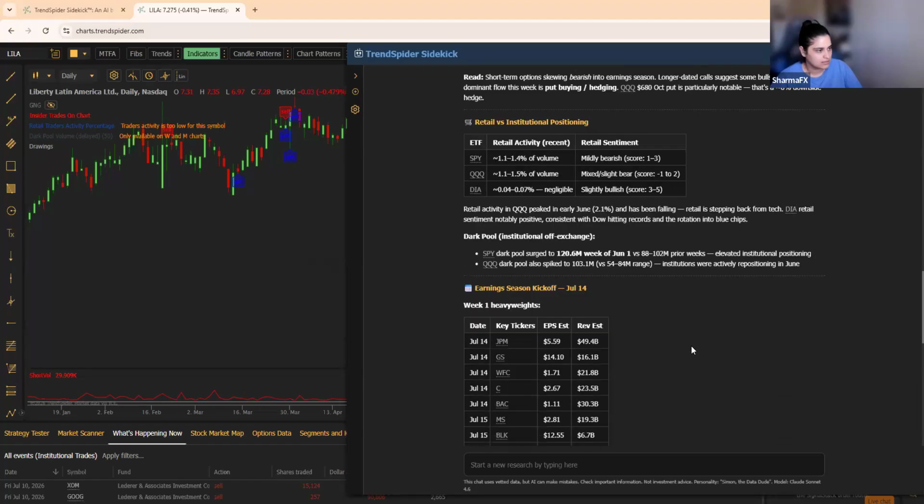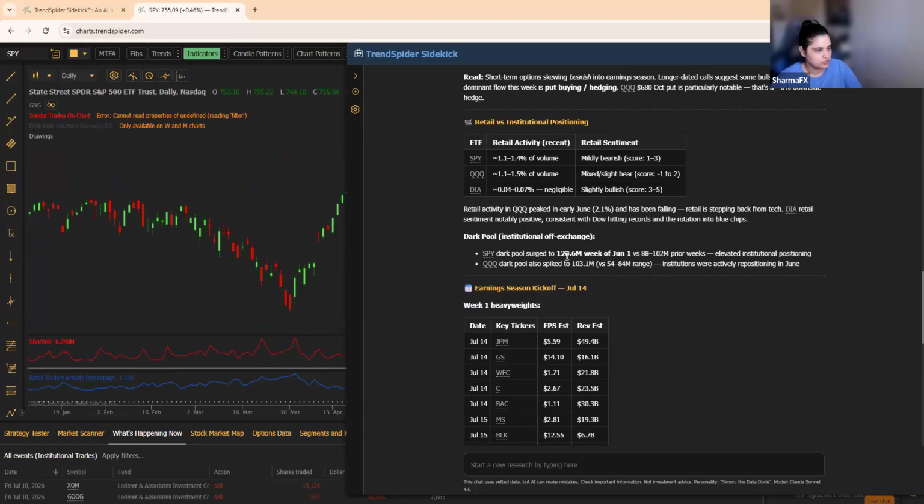With the dark pool data that's going on here, we're seeing the S&P 500 dark pool surge to about 120.6 million the week of June 1st, versus 88 to 102 million in prior weeks. Elevated institutional positioning. NASDAQ dark pool also spiked to about 103.1 million versus the 54 to 84 million range. Institutions were actively repositioning in June.